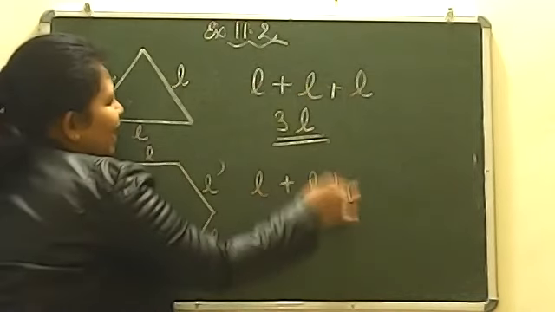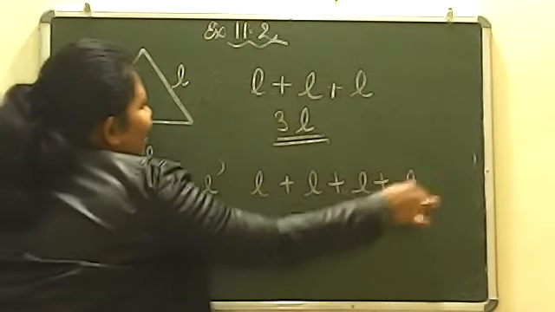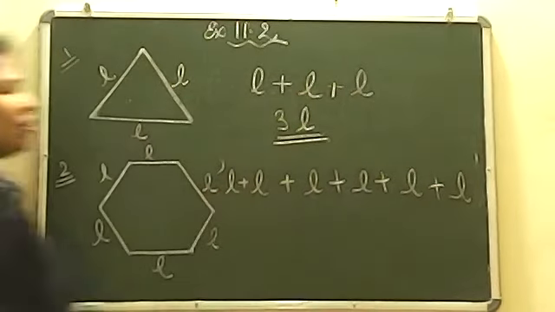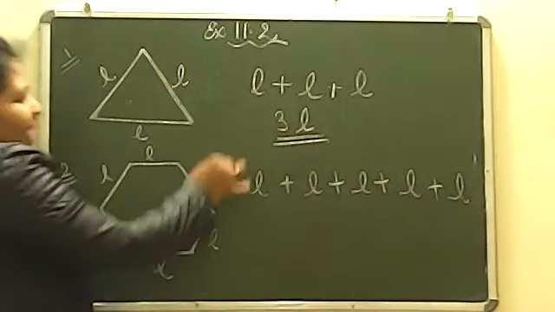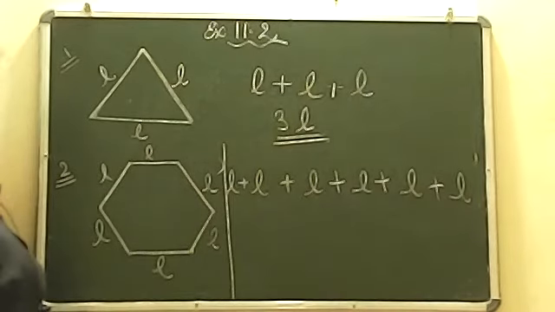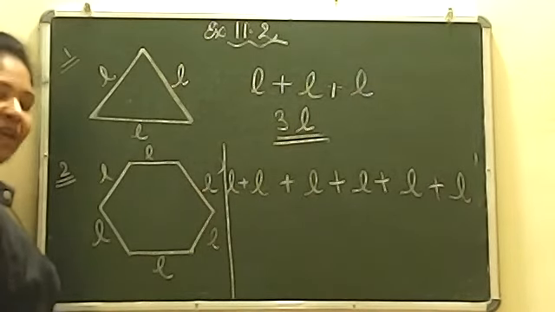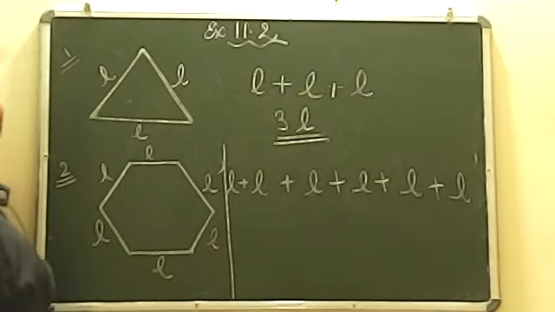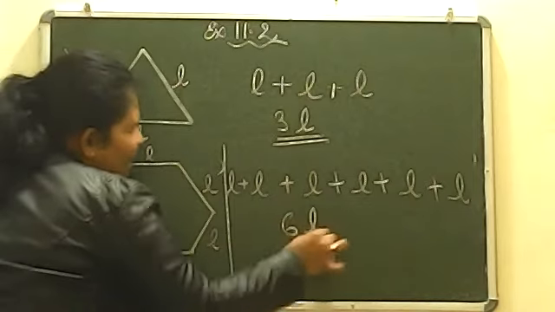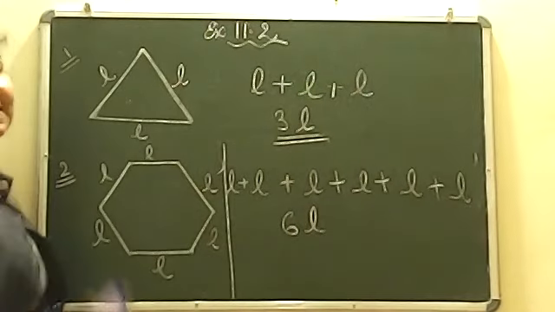You have 6 sides. So L plus L plus L plus L plus L plus one more time L. So this time we are adding mangoes 6 times. What should be the answer this time? Can you tell me in the chat box? Mango plus mango plus mango plus mango plus mango plus mango. Total answer 6 mangoes. That means this time 6L. So our answer is 6L.